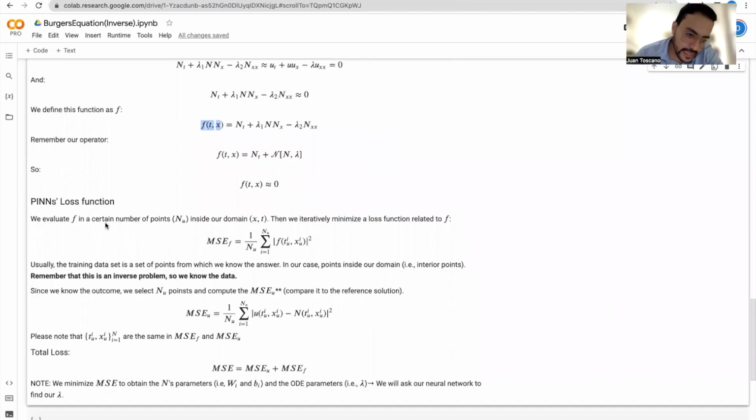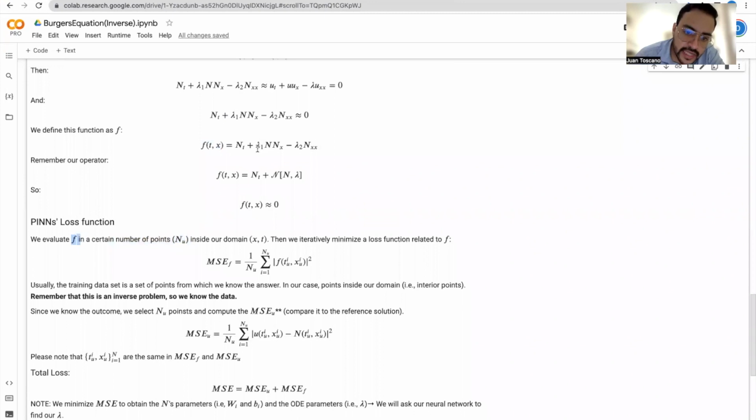How? We will select a certain number of points inside our domain, and we will evaluate F. Remember that F contains lambda 1 and lambda 2. So if F goes to 0, it would mean that we have found the right values of lambda.